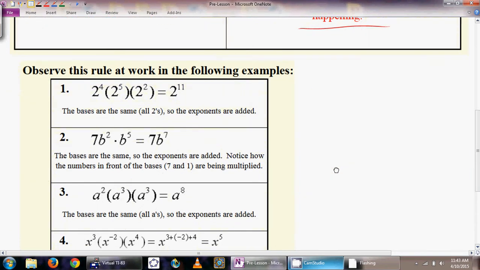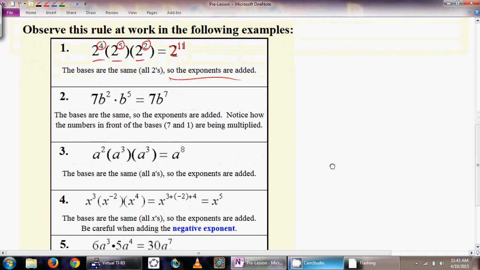So let's quickly go over some examples following this rule. In here, all the bases are the same, 2. So this will be 2 to the 4 plus 5, that's 9, plus 2 power, 11, 2 to the 11th power. So with all 2's, the exponents are added.